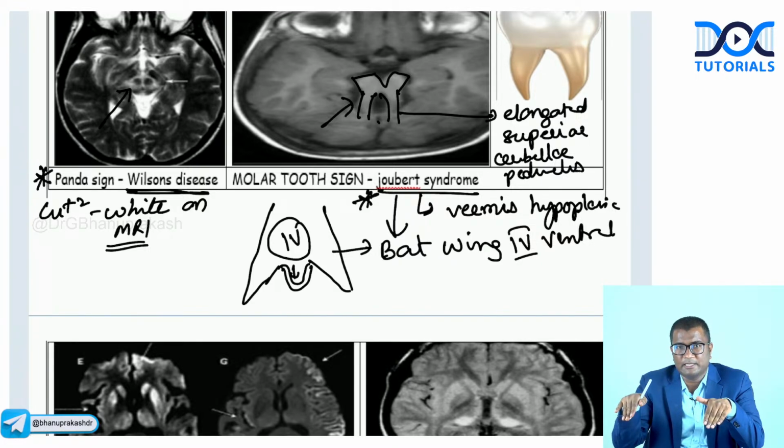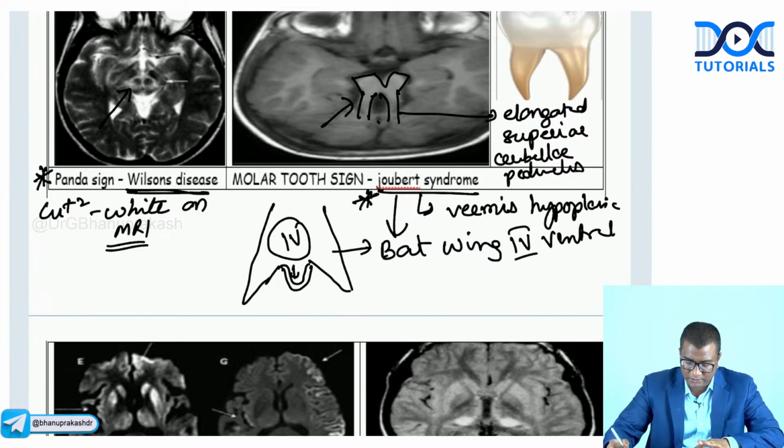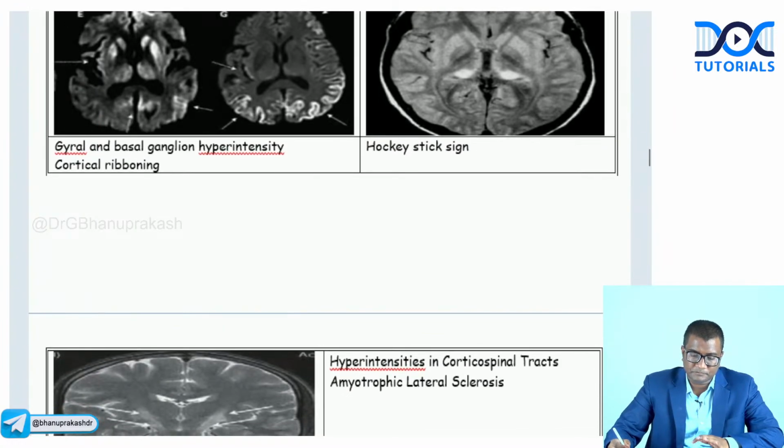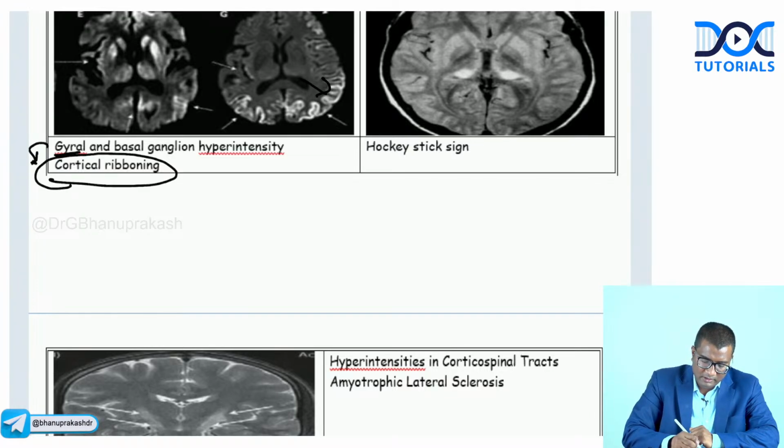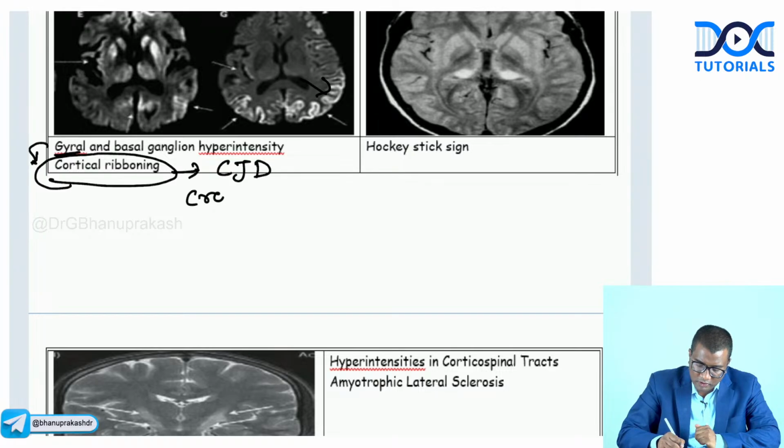You have elongated cerebellar peduncles giving that molar tooth appearance and a bat wing fourth ventricle in Joubert syndrome. Next. Please look at this, guys. Can you tell me in which condition you get these gyral hyperintensities? This gyral hyperintensity is called cortical ribboning. The cortex, the gyri, they form the cortex, right? So they are appearing very hyperintense, cortical ribboning, and even the basal ganglia are involved. So a patient having this cortical ribboning and gyral hyperintensities, this is nothing but CJD, Creutzfeldt-Jakob disease, right?